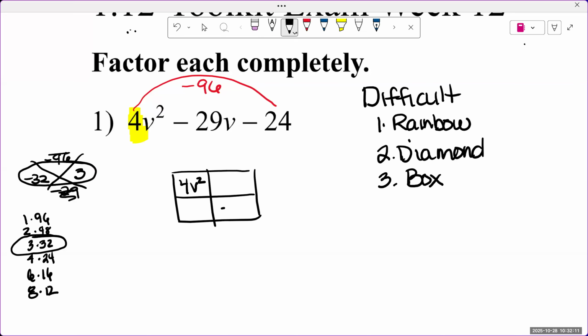4v squared goes here, negative 24 goes here. I need to split the negative 29v into two numbers whose sum is negative 29. And I found them right here, negative 32v, right? Because that's what we're doing. And 3v.